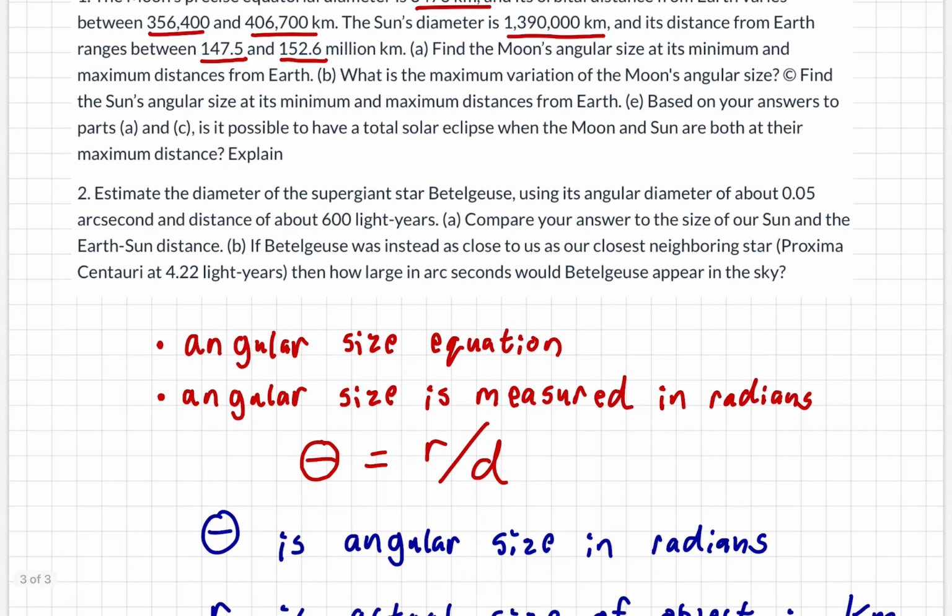And then you're not going to be asked again for the variation, but you have a follow-up question here, D. The most interesting part of number 1, I would say. Based on your answers to parts A and C, you don't really need part B to answer this, but based on the values that you got in A and C, is it possible to have a total solar eclipse when the moon and sun are both at their maximum distance?